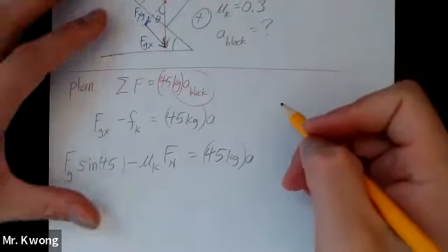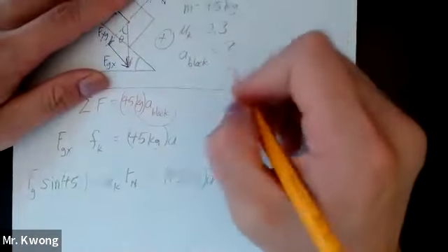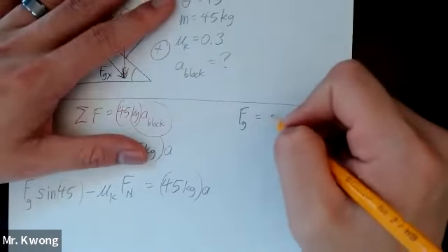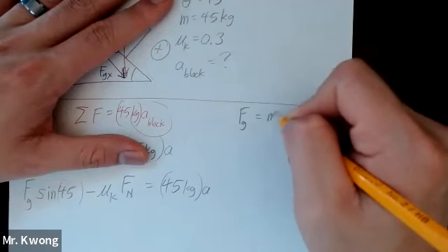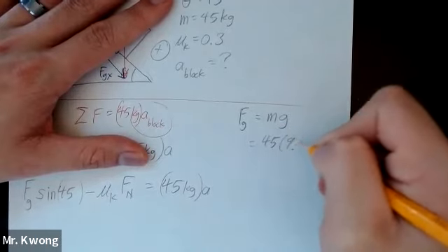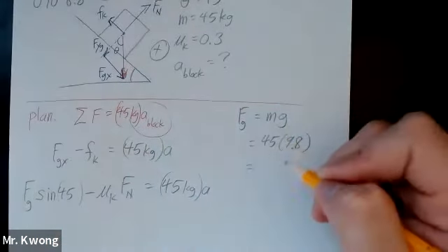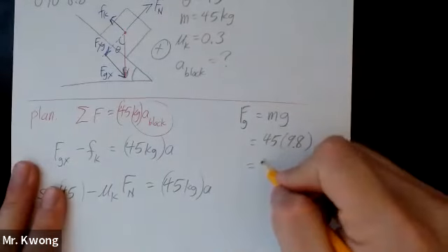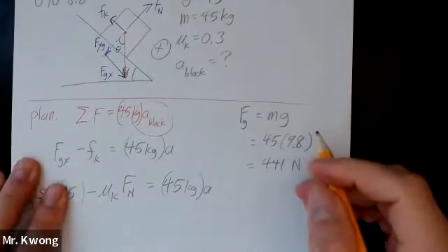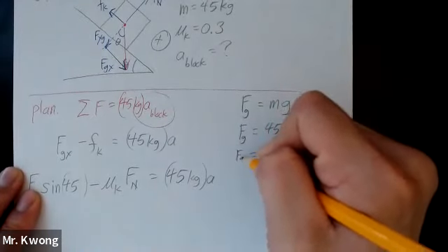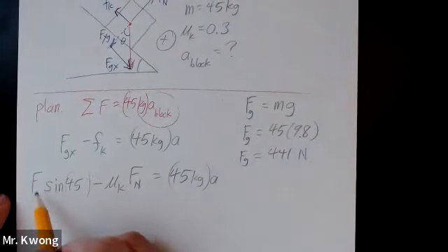Now, we can do some side calculations here. We can say, oh, the force of gravity, that's going to be equal to the mass times gravity, which in this case is 45 times 9.8. And when we take 45 times 9.8, we get 441 newtons. So we could take this value, this is our force of gravity, and plug that in here.